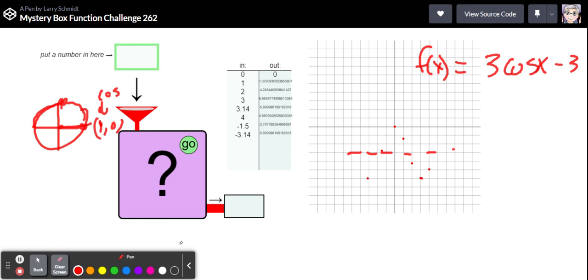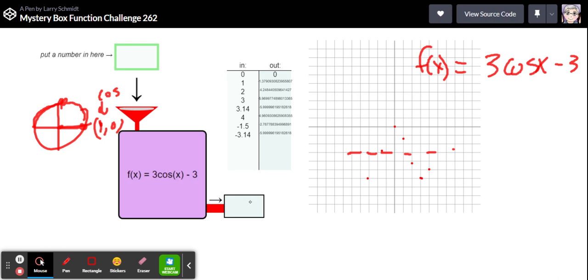And judging from this graph, I think we've got it. I don't think we have to test any more points. I'm going to take a look. Yeah, 3 times the cosine of x minus 3, and we can graph that as well. Big waveform there because of that multiplier, and then just move down from the x-axis by 3.